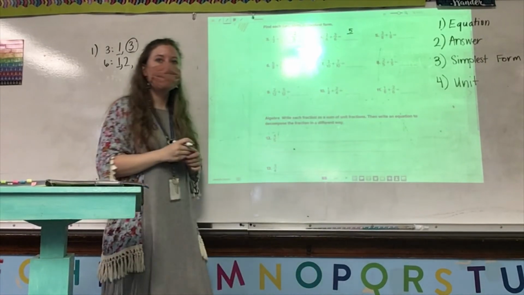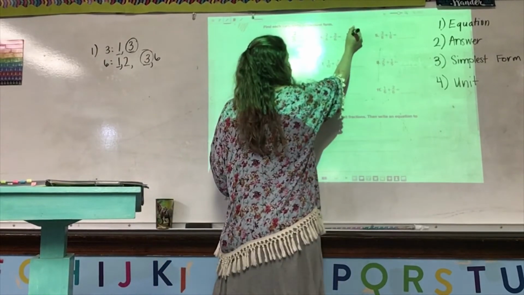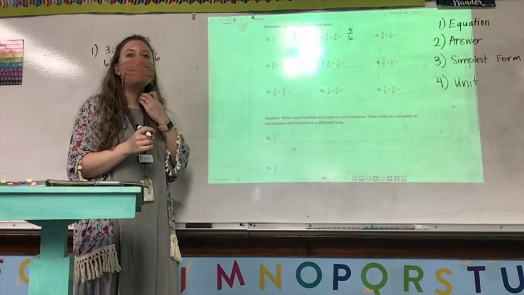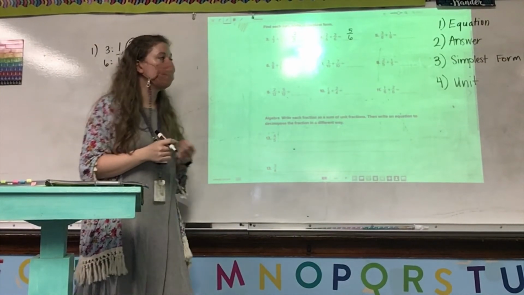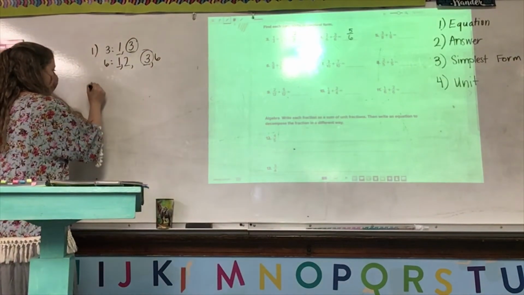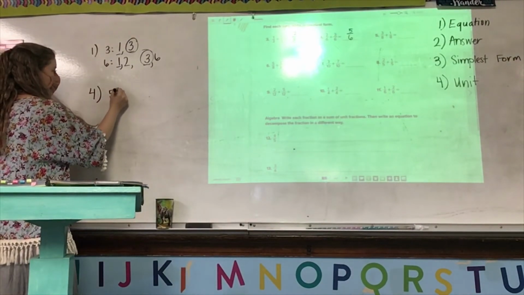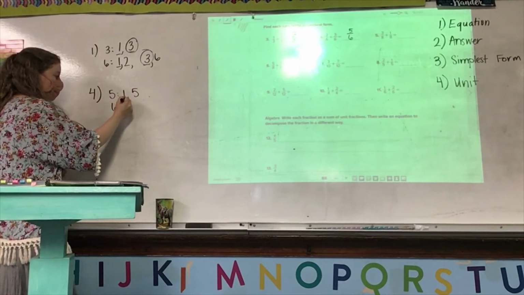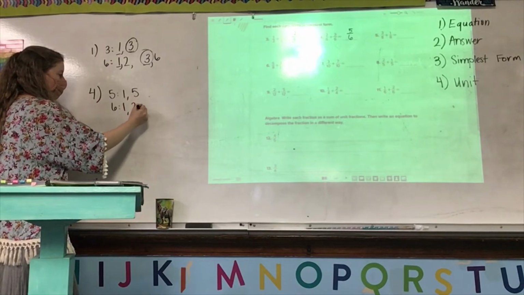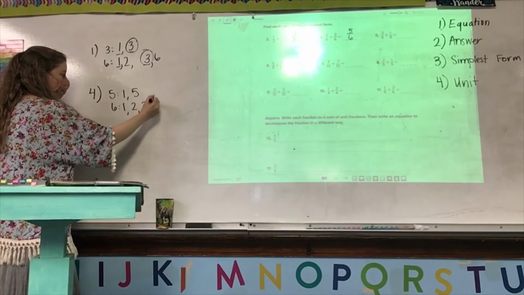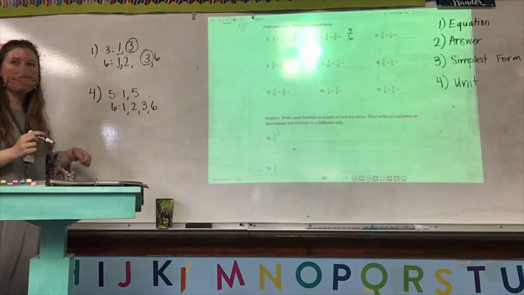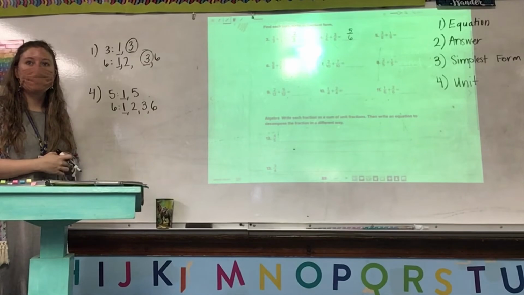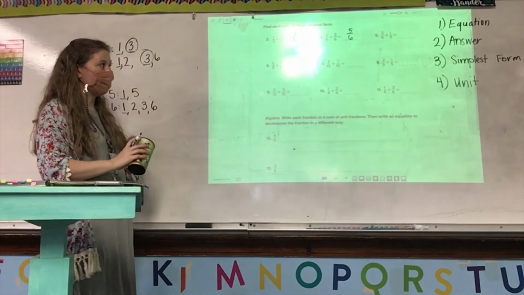Next step. And then the denominator stays the same. So our denominator is? 6. Next step. Next, we find the greatest common factor. Factors of 5: 1 and 5. Factors of 6: 1, 2, 3, and 6. Common factors: 1. The greatest common factor is 1, which means it's in simplest form. 5/6 is in simplest form.